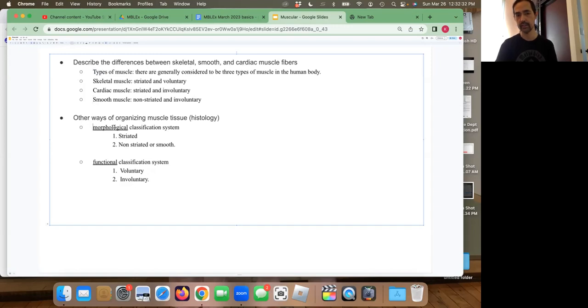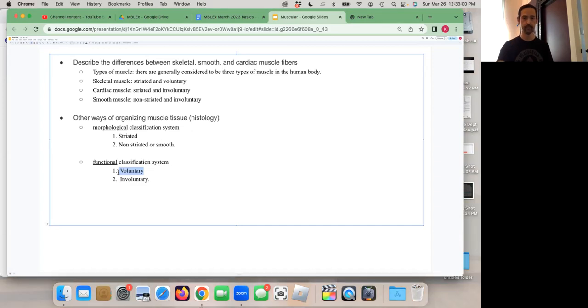Another way of organizing it is by morphology, or morphological. So morph, like when you change, it's the shape of something, how something's configured. So that's whether it's striated or non-striated, striated or smooth. And the third way that anatomists and kinesiologists like to classify muscles is by function. So that's voluntary versus involuntary. Voluntary, again, is anything we have conscious control over, we decide. Involuntary is any muscle contraction, relaxation that we don't have to think about, we don't have to decide to do.